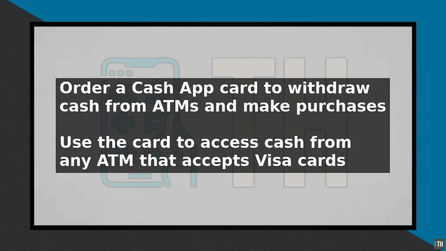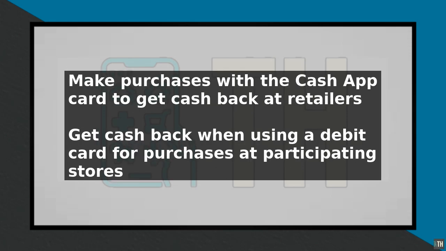However, be aware that there is a fee associated with using an ATM to withdraw cash, which is typically around $2 per transaction, in addition to any fees the ATM itself may charge. Another option is to use the Cash App card to make purchases and get cash back at participating retailers. Many retailers offer cashback when you use a debit card to make a purchase, and this can be a convenient way to get cash without having to use an ATM.